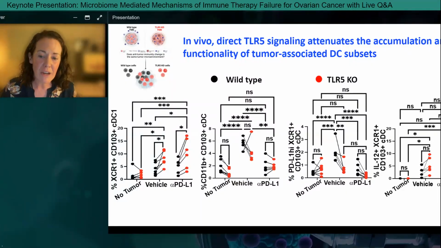We also saw a trend towards increased IL-12 production for our TLR5 knockout immune cells, suggesting that despite being in the same environment, TLR5 signaling is having a direct effect on the immune system, leading to the dysregulation or repolarization of these myeloid cells, and that might be the cause of this failure for immune checkpoint blockade.